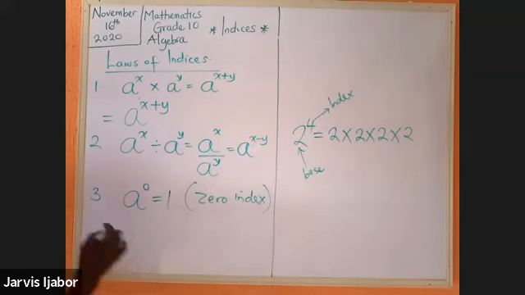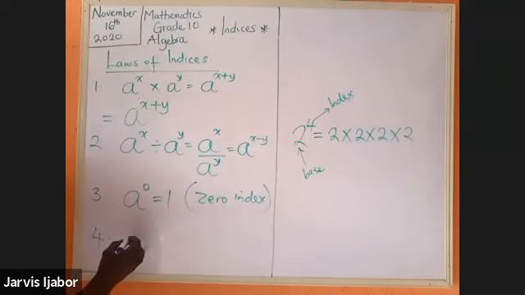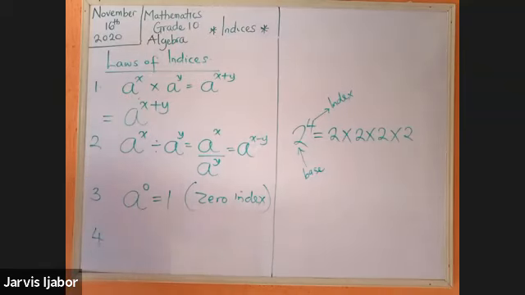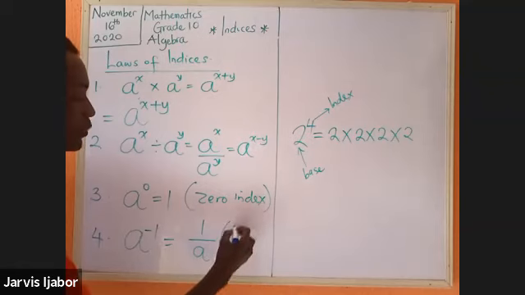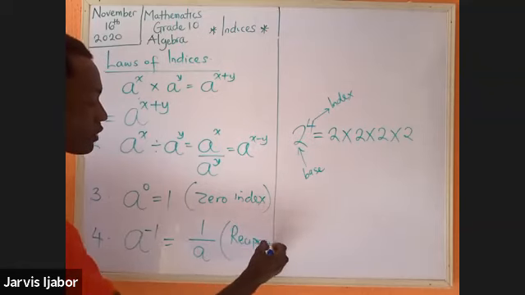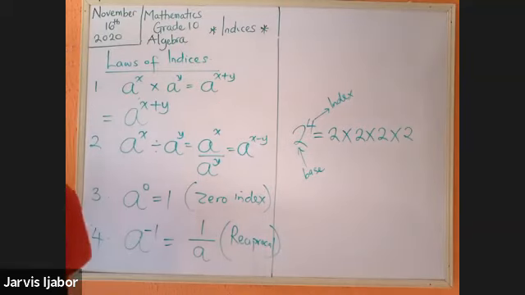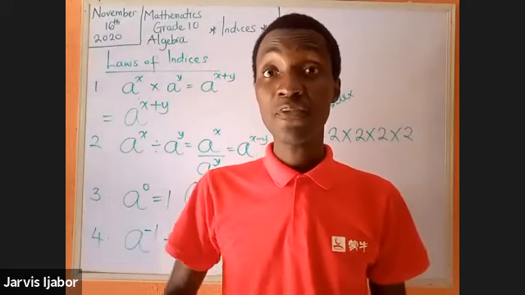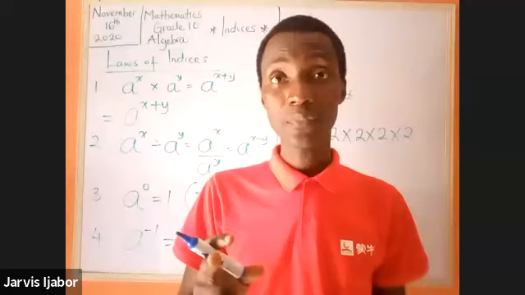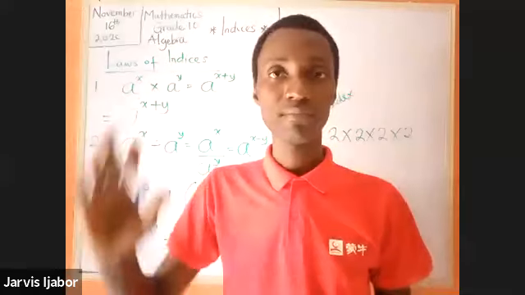The next one is the one I call the law of reciprocal. Some books call it the law of negative index. If I have a to the power of negative 1, this will give me 1 over a. This essentially is a concept of reciprocal. When you say the reciprocal of a number, what do you mean? It means find that number by saying 1 over. That's what it will mean.